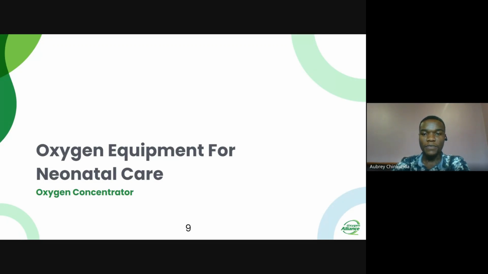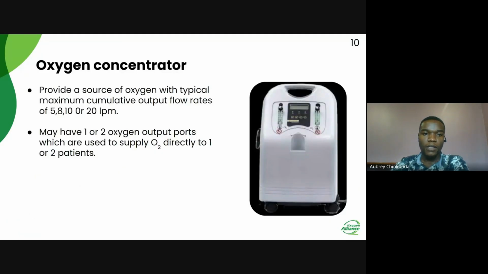So let's dive in. The oxygen concentrator is a medical device that produces oxygen of about 90 to 95.6% from the surrounding air using a technique known as pressure swing absorption. And oxygen concentrators come in varying capacities. Others have cumulative flow rates of 5, 8, others 10, and they can even go up to 20 liters per minute. Some may have one oxygen outlet port, others may have two. It just depends on the various models.